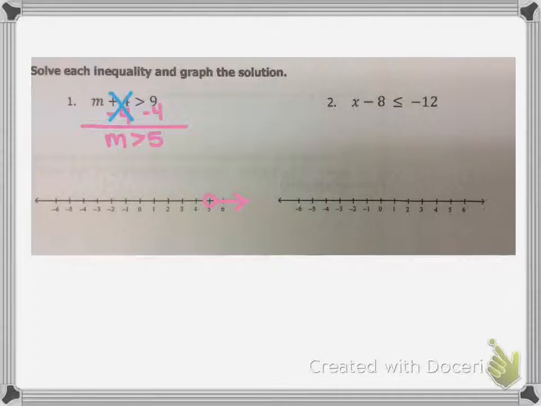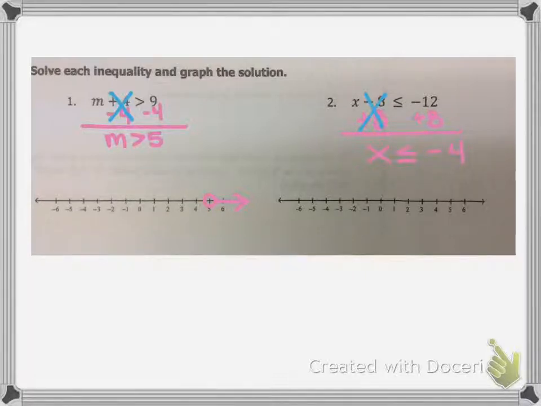For problem number 2, we see x minus 8 is less than or equal to negative 12. So the operation I see here is subtraction. I undo subtraction with addition to both sides. So the negative 8 plus 8 cancels out, and all that I am left with on the left-hand side is x is less than or equal to, and negative 12 plus 8 is negative 4.